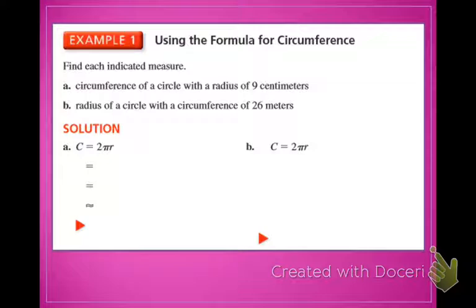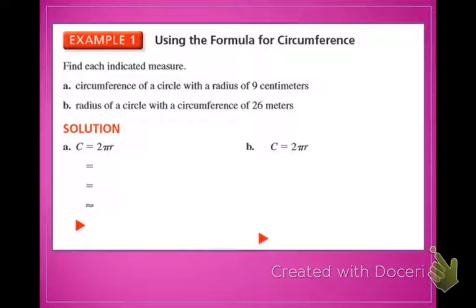So these are for your notes. Helps if you write. A circumference of a circle with a radius of 9 centimeters. So if you look, you can already see that we've used C equals 2 pi r. Why did we use this formula instead of pi times d? Because we're given the radius, right? So because we're given the radius, we can use this formula.